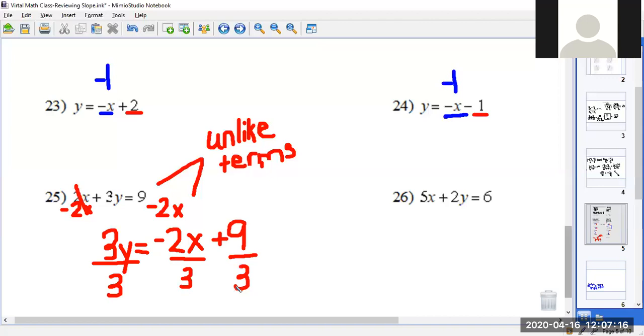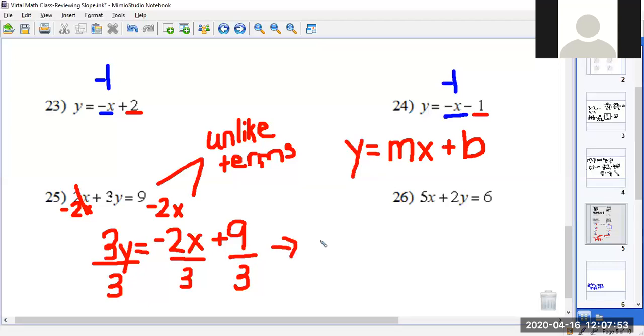So the next thing we do is we divide by 3 on all sides. You're absolutely right. Because remember, I want this format: y equals mx plus b. See, numbers 21 through 24 were already in that format, so I didn't have to do anything. But for numbers 25 and 26, I have to maneuver and manipulate some stuff. Does that make sense?